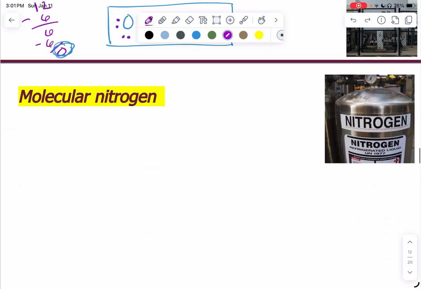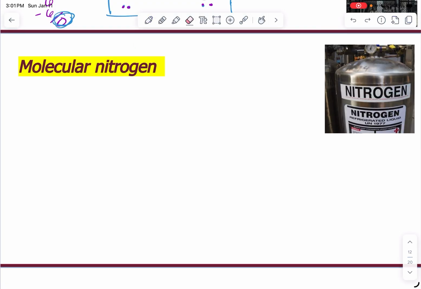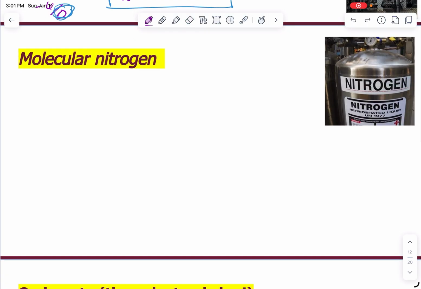All right, let's try another one. Let's do molecular nitrogen. You guys know when you hear the words molecular something, that means I'm probably talking about a diatomic. So that is N2. For valence electrons, I just have 2 nitrogens. Take a moment, find how many valence electrons nitrogen has. You should see they each have 5. Add that up for 10.